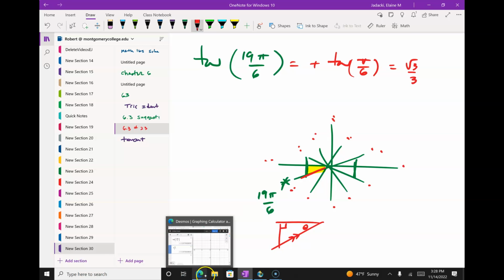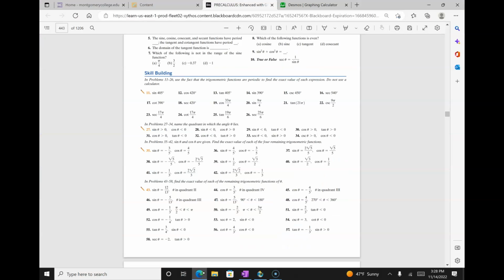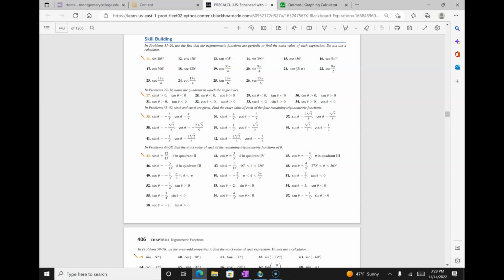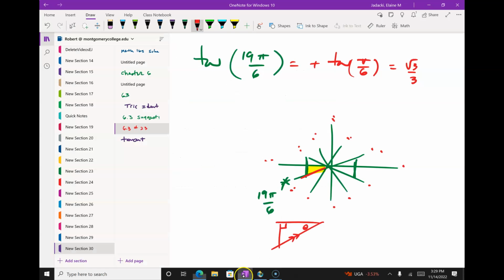How we doing? Okay? Back to the book, number 35. It tells me that sine is negative 3/5 and cosine is 4/5. And it wants me to figure out the other trigs. So sine is negative 3/5, cosine is 4/5. Figure out the other trigs, all 6. So this is number 35.